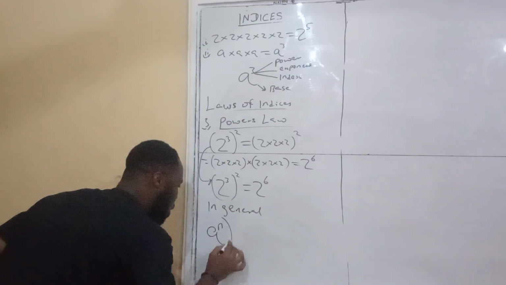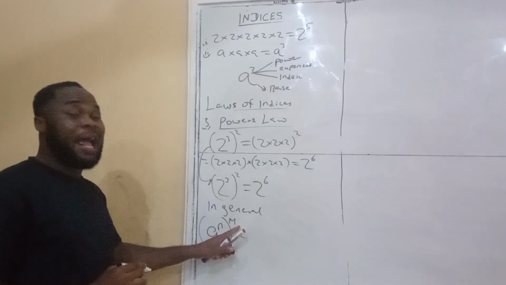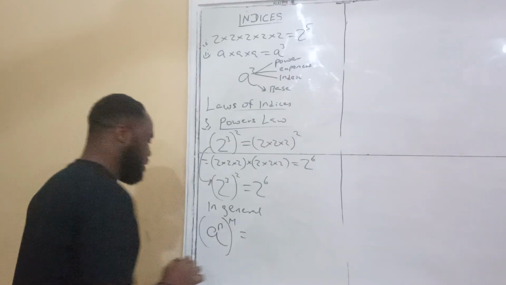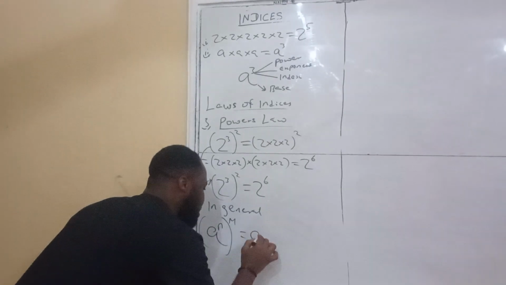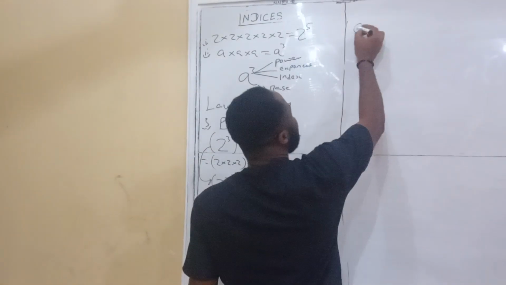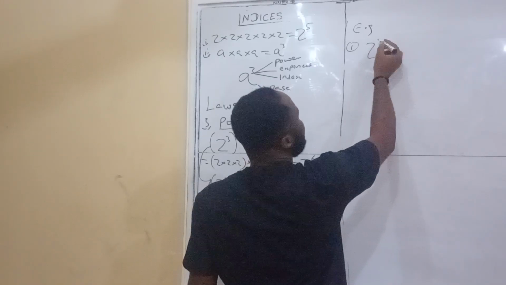Now, in general, okay, when we have a raised to the power of n, then all raised to the power of m, the law says multiply out their powers. That is n times m is called nm. That means the answer is a raised to the power of nm.